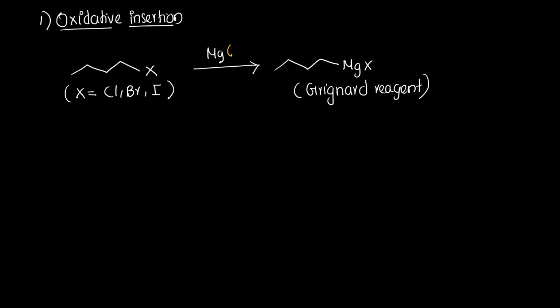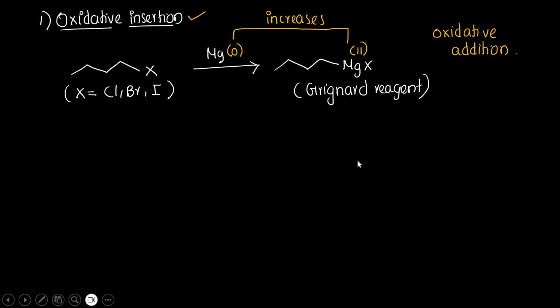In this reaction, the magnesium is in zero oxidation state. After the reaction, the magnesium becomes +2 oxidation state. That means the oxidation number increases. That's why we call this process oxidative insertion, or we can call it oxidative addition. In this reaction, the magnesium adds to the carbon halogen bond, and you are generating the Grignard reagent.